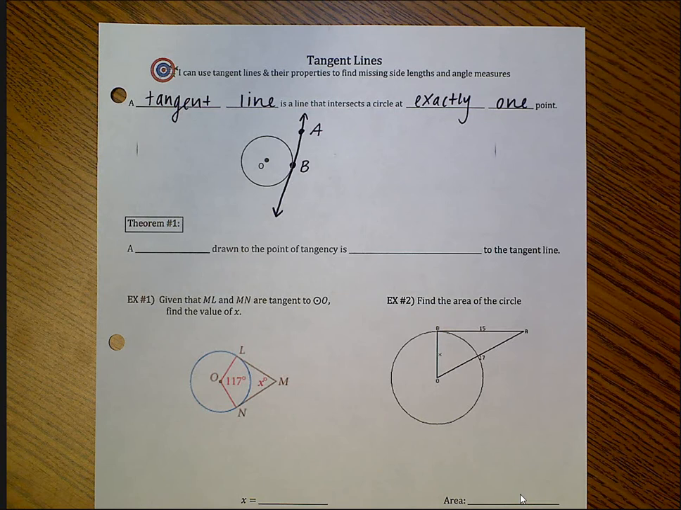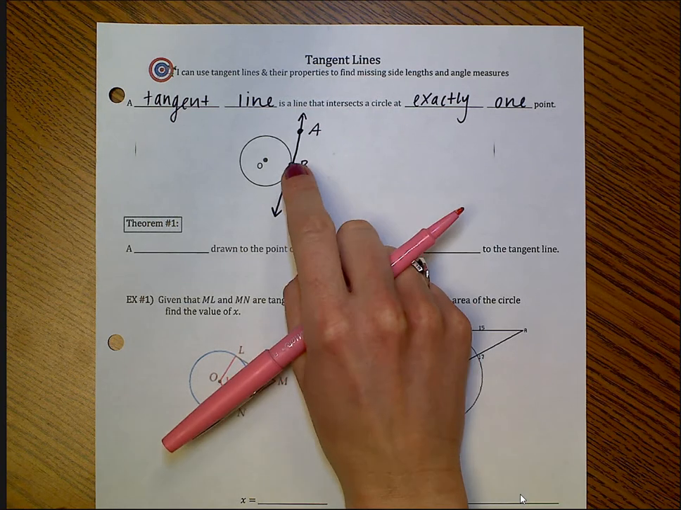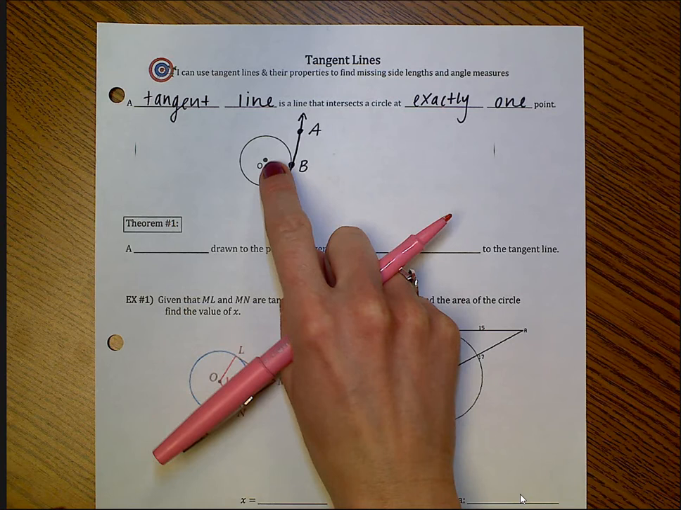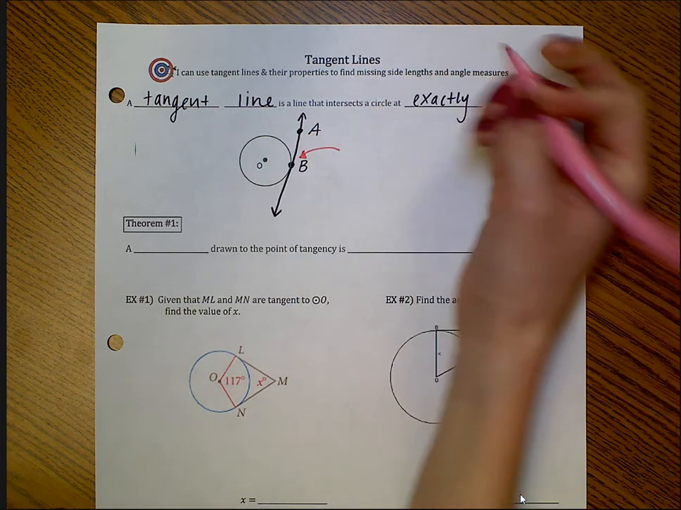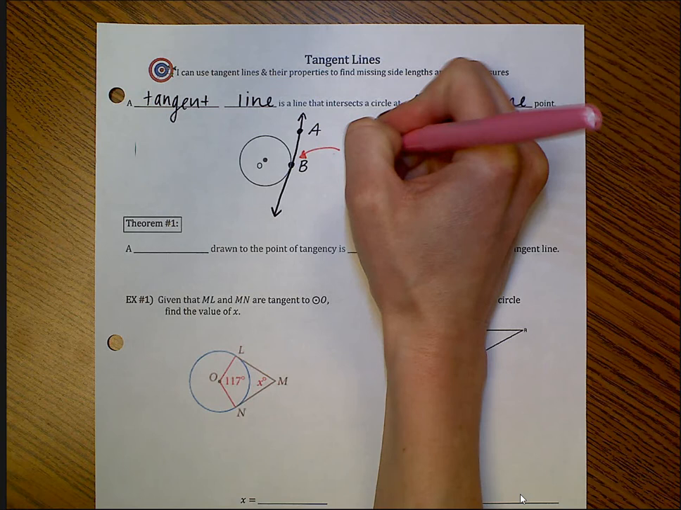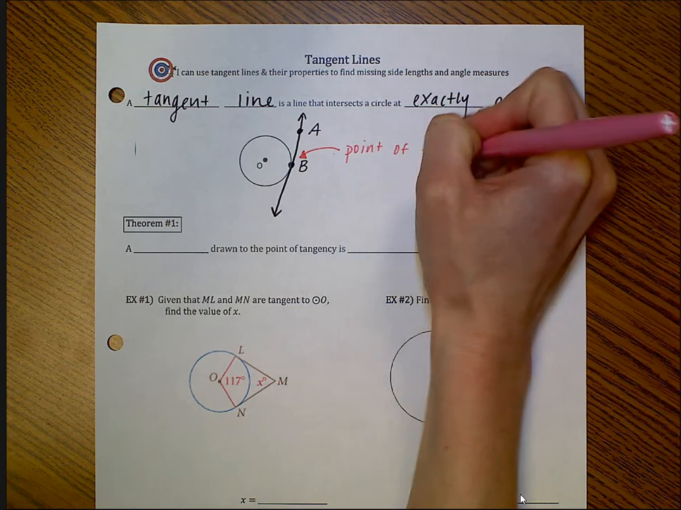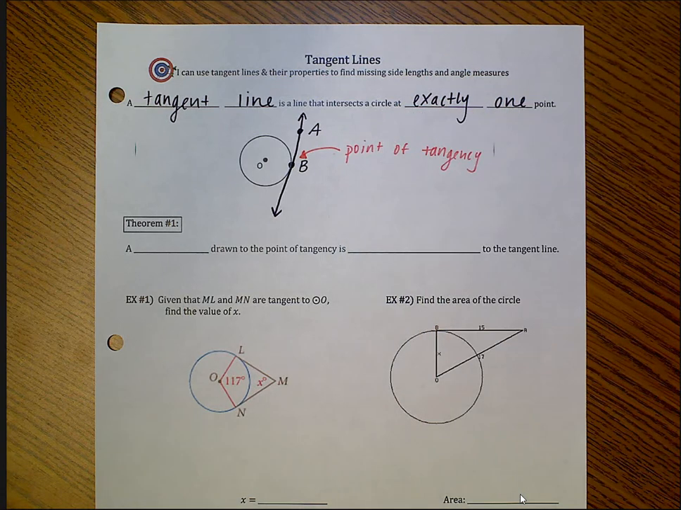There is something I want you to label here. Point B is where my line touched the circle. That point has a name, and it's called the point of tangency. So where your tangent line does touch the circle, that's called a point of tangency.